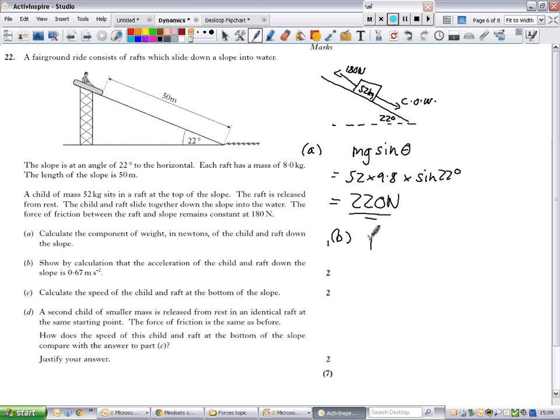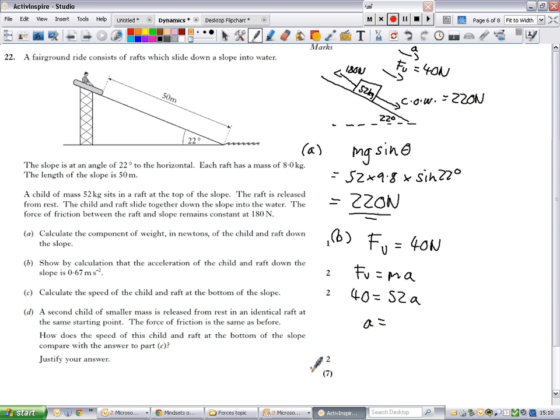So the first thing you need to do is to calculate your unbalanced force. We've just calculated that the component of weight is equal to 220 newtons. If your unbalanced force is in this direction and your friction is in this direction, your unbalanced force must be this minus this, which gives you 40 newtons. We can then put that into F equals ma. So 40 is this mass of 52 multiplied by a.